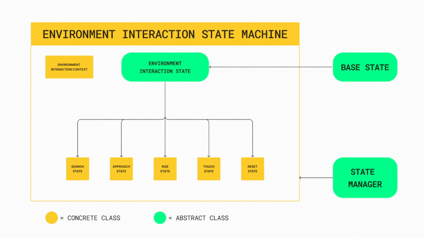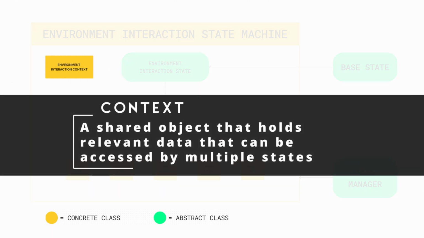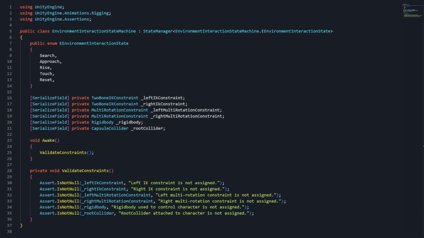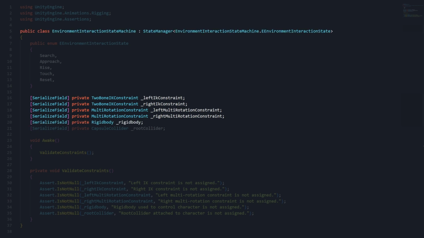Now, state machines have the concept of context, or a shared object that holds relevant data that can be accessed by multiple states. The context serves as a communication bridge between states, allowing them to share data and maintain consistency as the state machine transitions from one state to another. For example, the states of the environment interaction state machine are all going to need access to the 2-bone IK constraints, multi-rotation constraints, and rigid body that the environment interaction state machine currently declares.